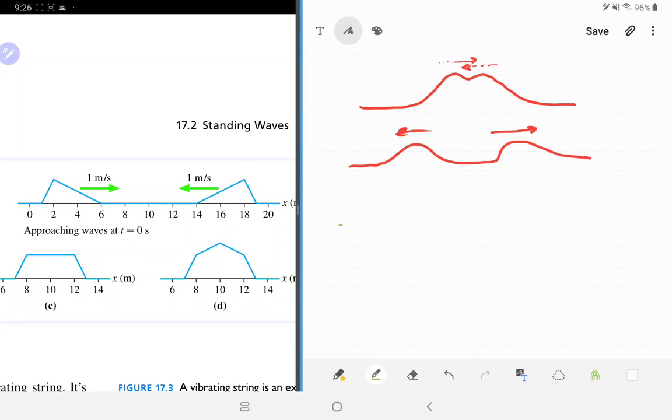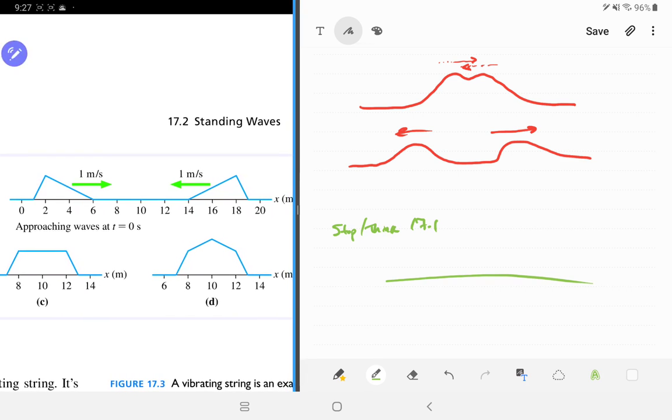So let's see, stop to think. Stop, think. 17.1. It gives us these two wave pulses, and it says what happens after 6 seconds. So this picture on our left is t equals 0. What happens after 6 seconds?